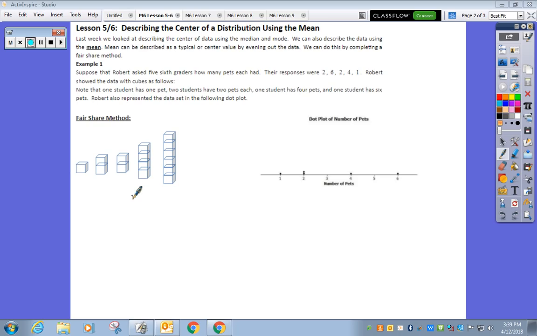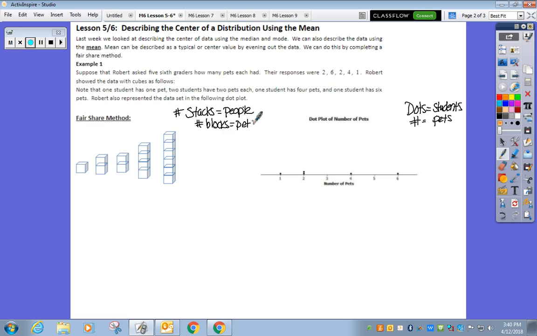So notice we have number of pets here. In this case, the numbers on the number line are the number of pets. So 1 student has 1 pet, 2 students have 2 pets, 1 student has 4 pets, and 1 student has 6 pets. So here, the dots equal the students, numbers equal the pets, whereas over here, the number of stacks equals the number of people, and the number of blocks equals the number of pets.